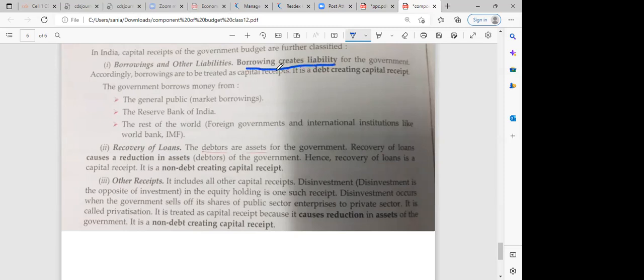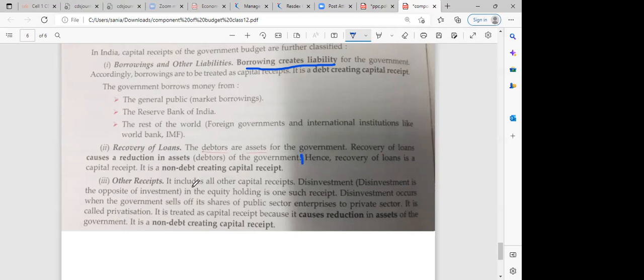Borrowing creates liabilities. And for recovery of loans, you will write that the debtor means the one who has taken the loan. The debtors are assets for the government. Recovery of loans causes reduction in assets. Why? Because he has already paid all his loan and now he won't be paying any money to the government. Hence, recovery of loans is a capital receipt. Just write it till here.